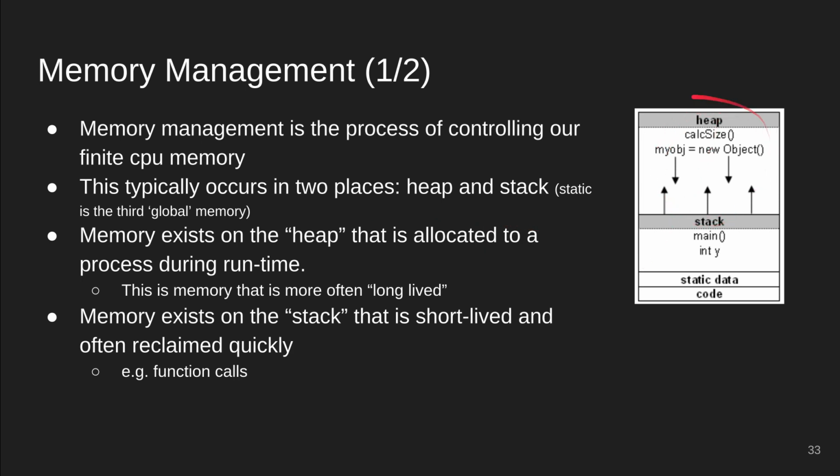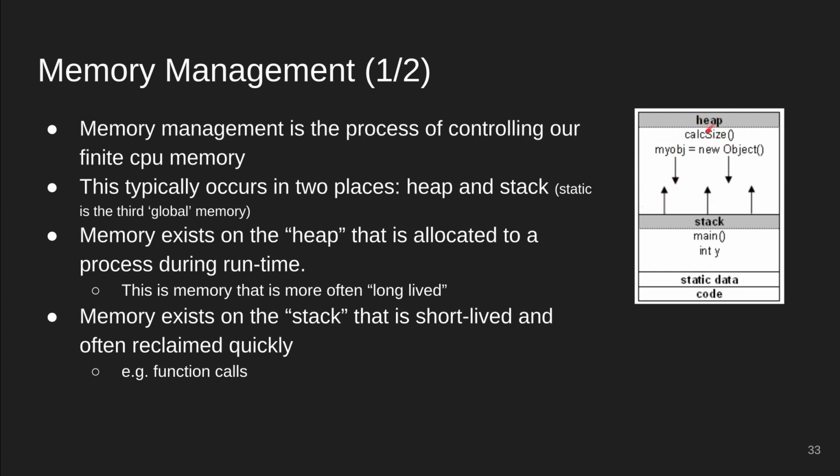So heap, again, is memory that's allocated during runtime when you do new. And then stack memory are your local variables, variables that are passed into functions that are copies and so on.